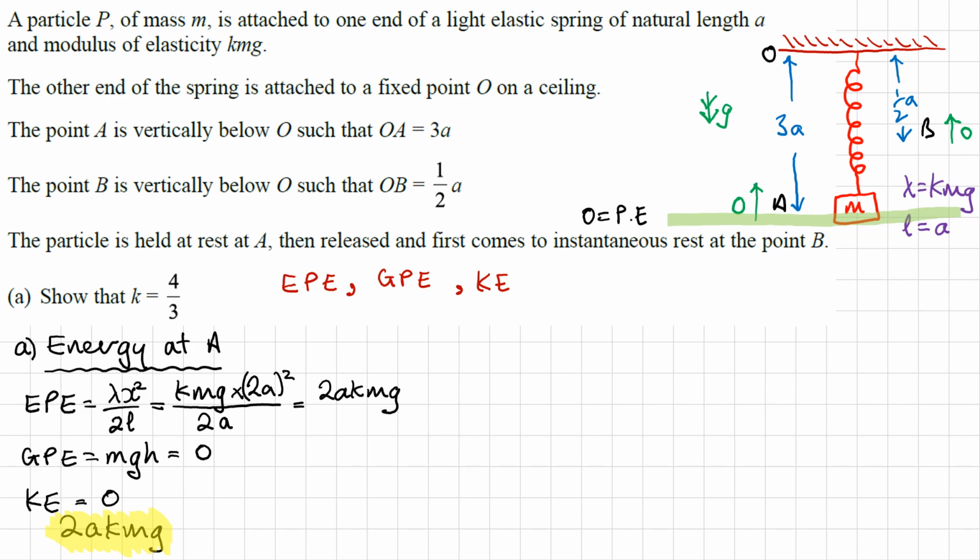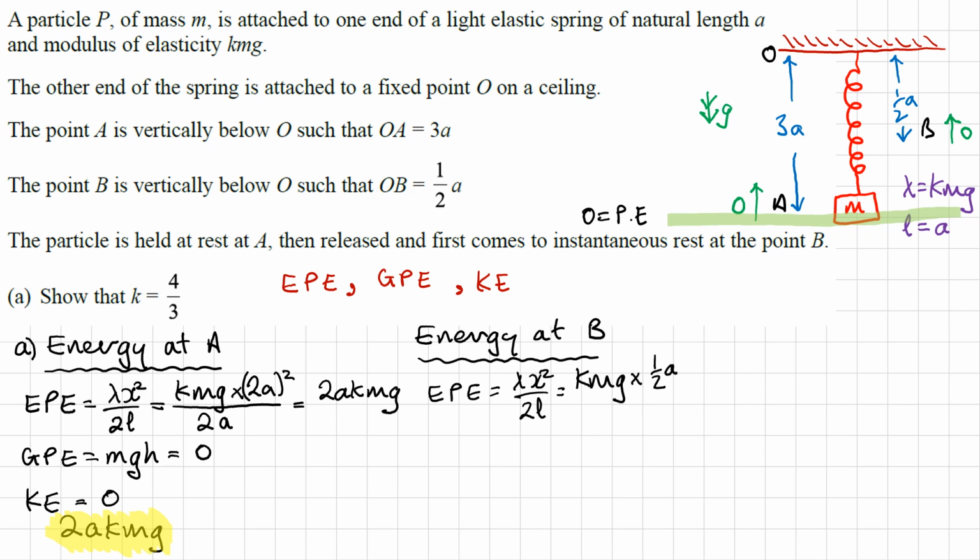Right, so now let's look at the energy at the end. So that's the energy at B. So what's happened at B? Let's have a look at the elastic potential energy. Same formula, lambda x squared over 2L. So the lambda is still kmg. Now this time the spring is in compression. The natural length is a, it's now half a, and it's being compressed by half a. So x is half a, and it's going to be half a all squared over 2 times the natural length, and that's going to be 2a again.